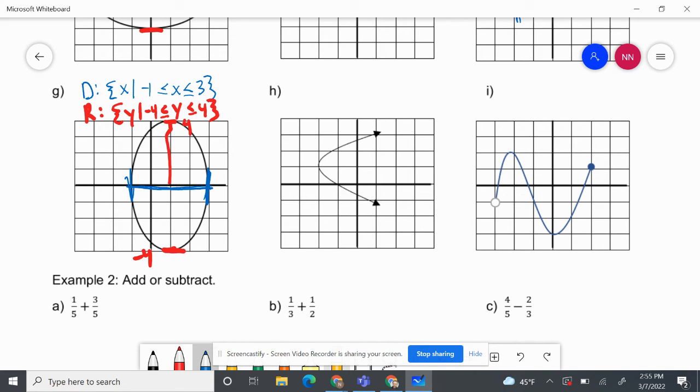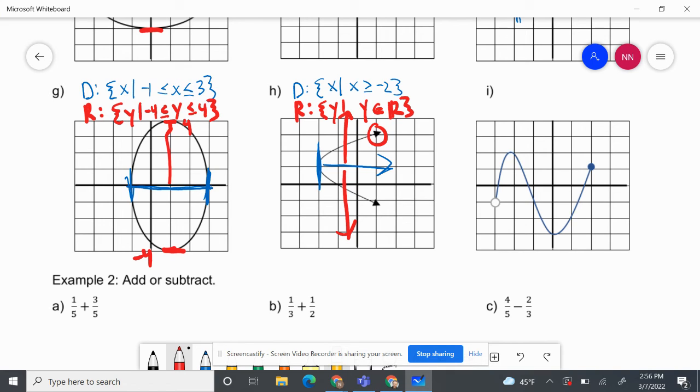And then for letter H, if we're looking at our domain, notice that it's starting right here. It's going to the right. So we would have x such that x is greater than or equal to -2. And then for our range, it's going up with this arrow. It's going down with that arrow. So that means that when we're looking at this, y such that y, e, r. That means y is an element of all the real numbers.